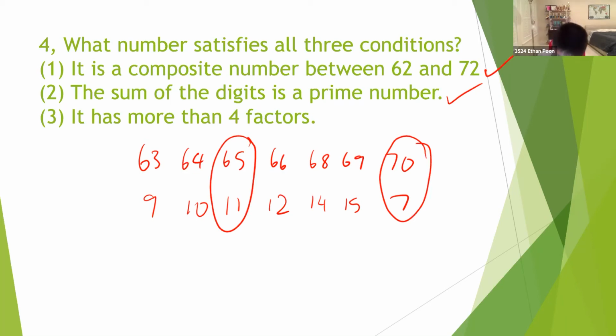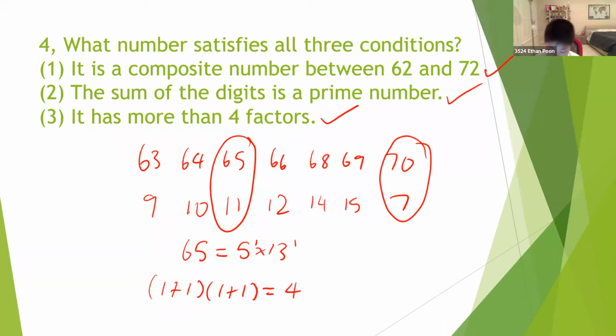The third objective is to have more than four factors. So 65's prime factorization is 5 times 13. So we have 1 plus 1 times 1 plus 1, which equals 4. And so 65 has four factors, and it does not meet our third requirement because it clearly says it has more than four factors. So our only candidate is 70.